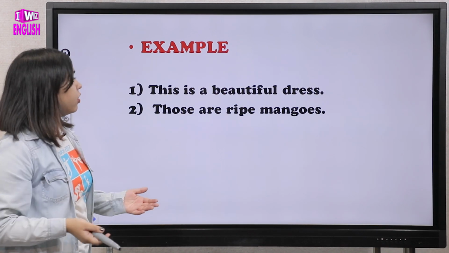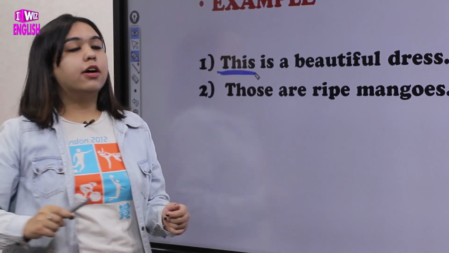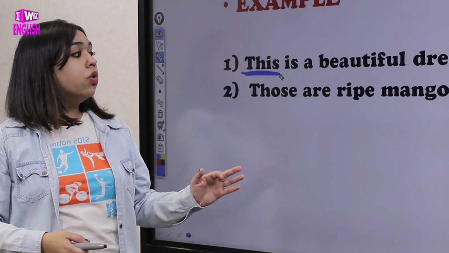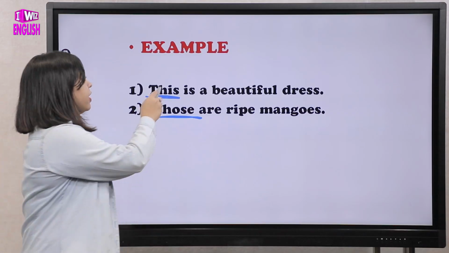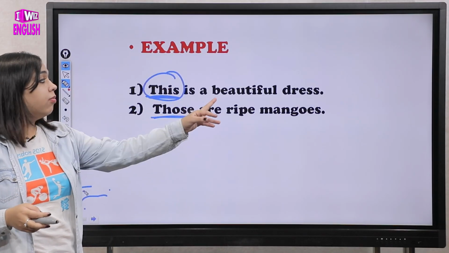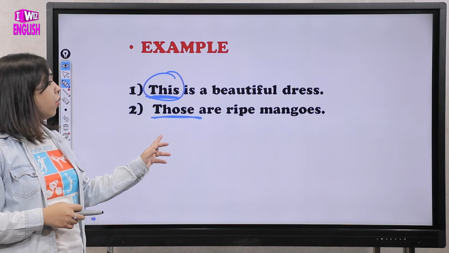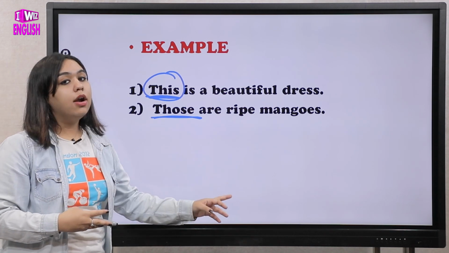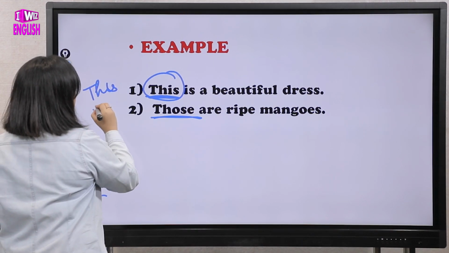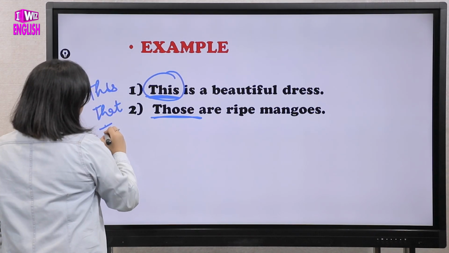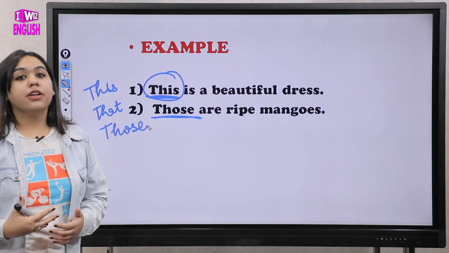Some examples of demonstrative pronouns: this is a beautiful dress. So here this will be a demonstrative pronoun. Those are ripe mangoes. I hope it is clear to you that this we particularly use for single things. We are talking about one dress, so that is why we say this is a beautiful dress, and those refers to plural. Those are ripe mangoes. So here we use this, that, those. These are some examples of demonstrative pronouns.